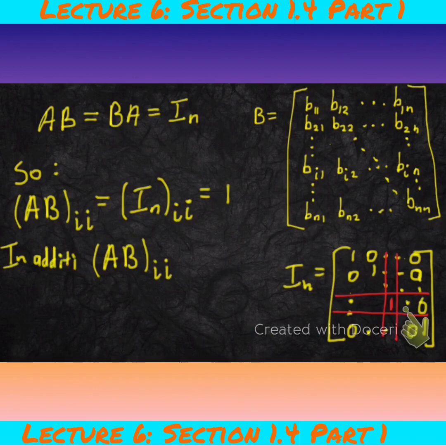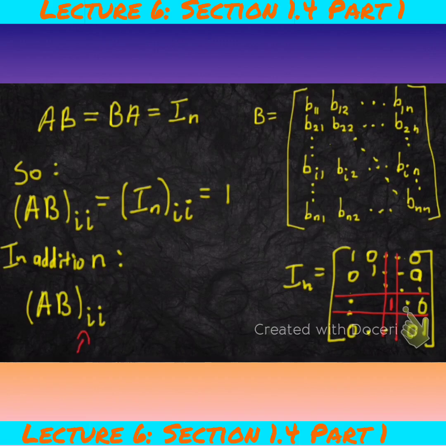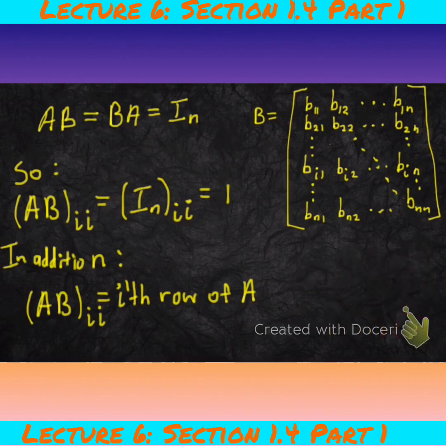in addition, what is the entry in the ith row and the ith column of A times B? Well, we know how multiplication is defined. It's defined as the ith row of A, and you're going to dot that with the ith column of B. Okay, so there we've got that.